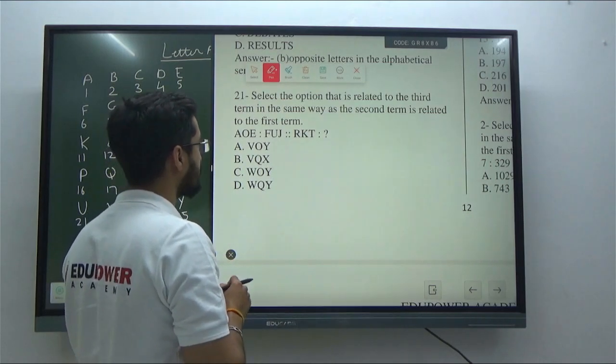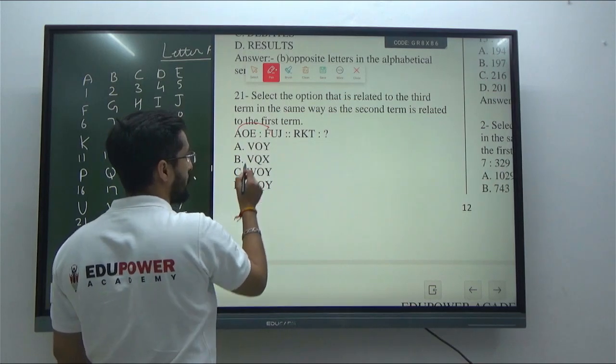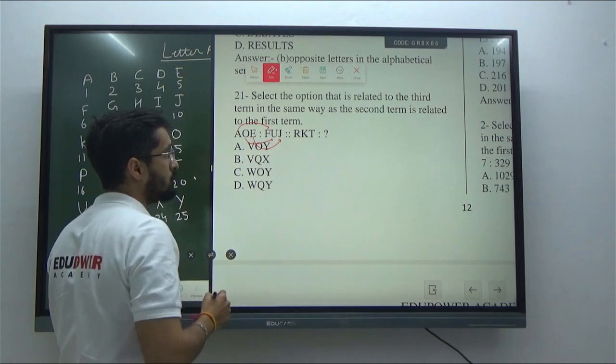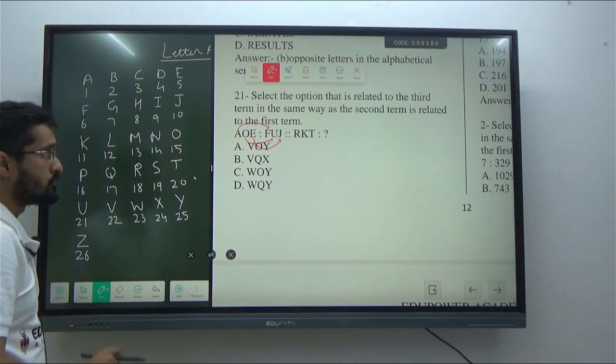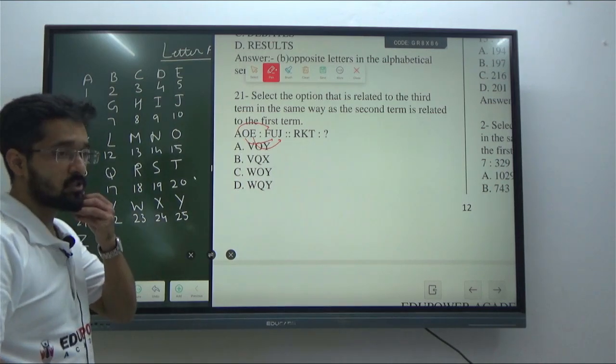Next is A O E F U J. So from A we are going to F, from O we are going to U, and from E we are going to J. Just see what the approach is.